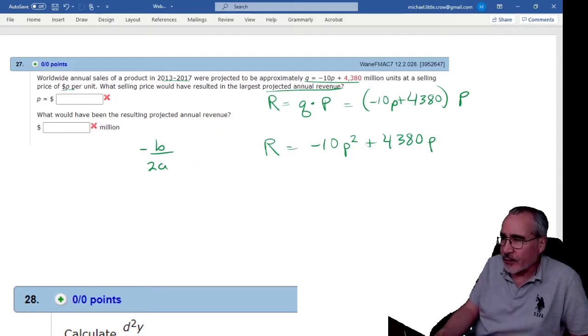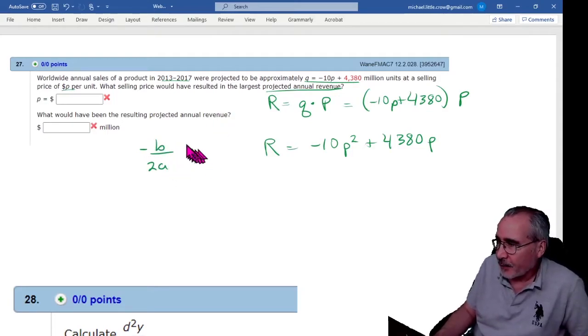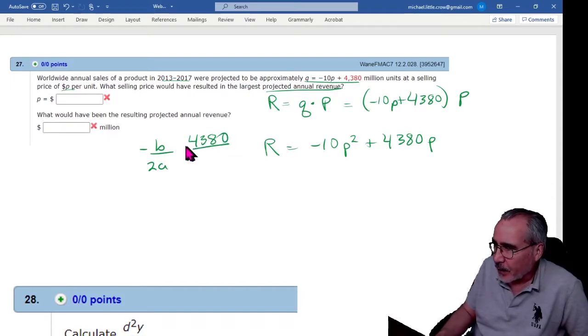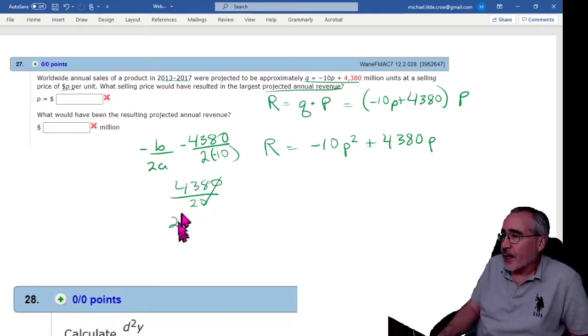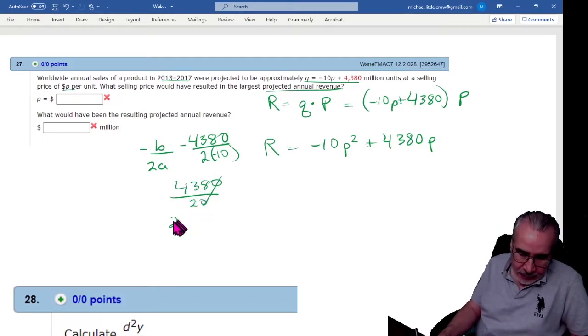I'm going to do it both ways, because if you don't see this and you don't remember this, but for those who do remember, I want you to know. So b is the number in front of the single variable, the P to the first power. And again, that's minus b over 2a. A is the number in front of P squared. So that's 2 times minus 10, actually. So a negative is going to make it positive. So that's 4380 over 20. Can we take that and then cut that in half? That's going to be 200. And half of 38 is going to be 15 plus 4 is 19, so 219.